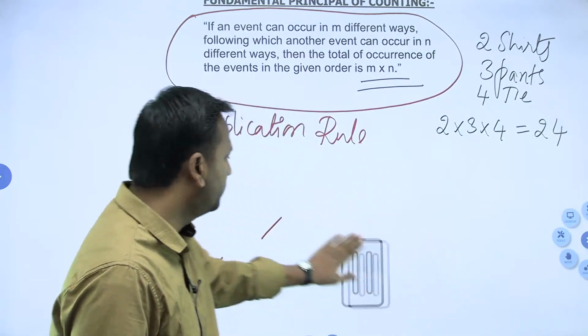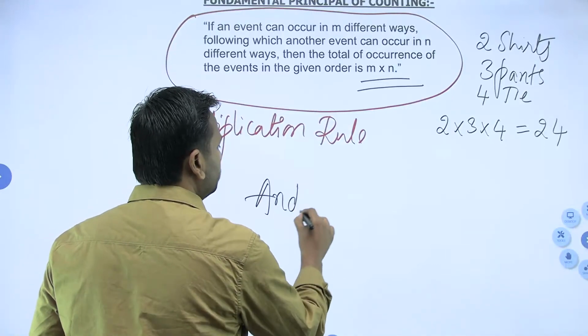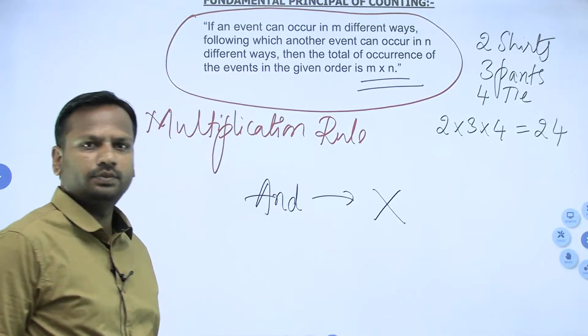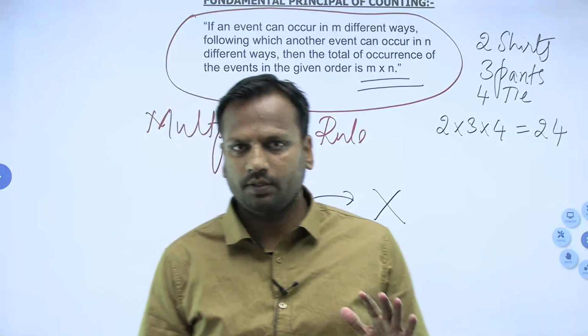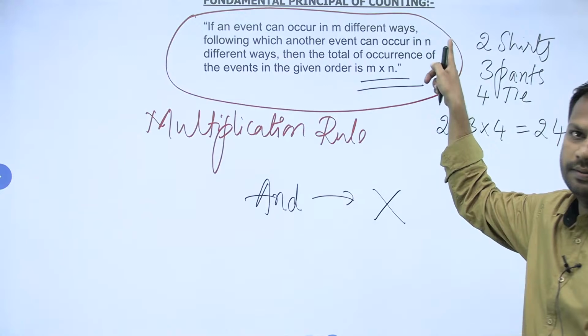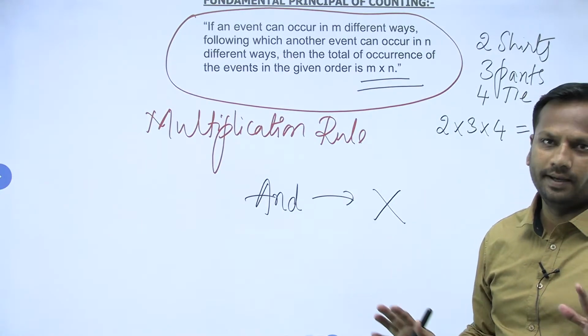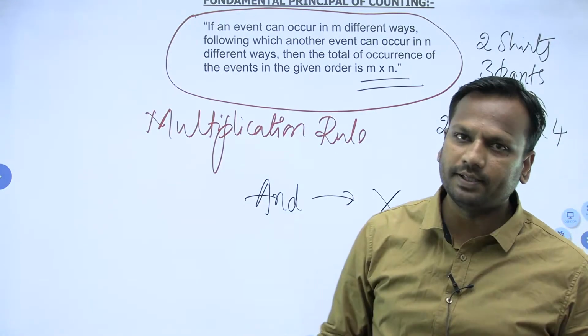Whenever the word "and" comes, what you have to do? You have to multiply it. I have to wear shirt and pant and tie, and whenever "and" comes, what you have to do? You should multiply it. Just remember that one.